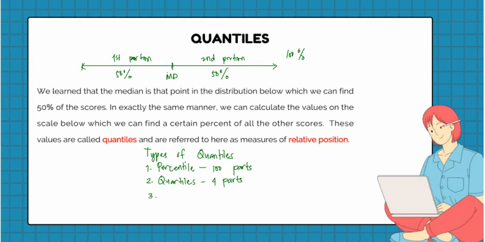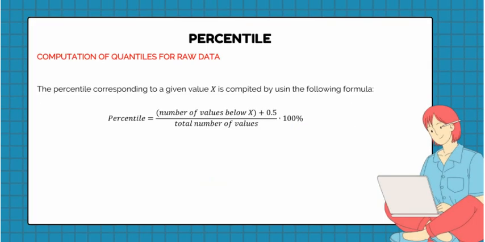And then for number 3, we also have deciles. The deciles are dividing the entire distribution into 10 parts. So meaning each portion is just 10% of the distribution of scores, which is 100%. Okay? So let's try to do a recap on percentile first.